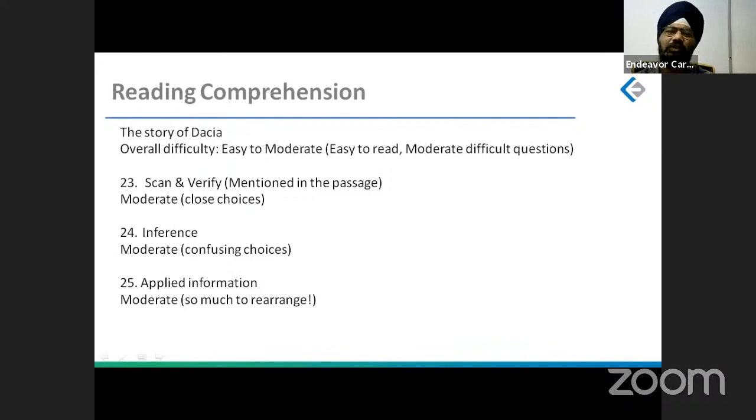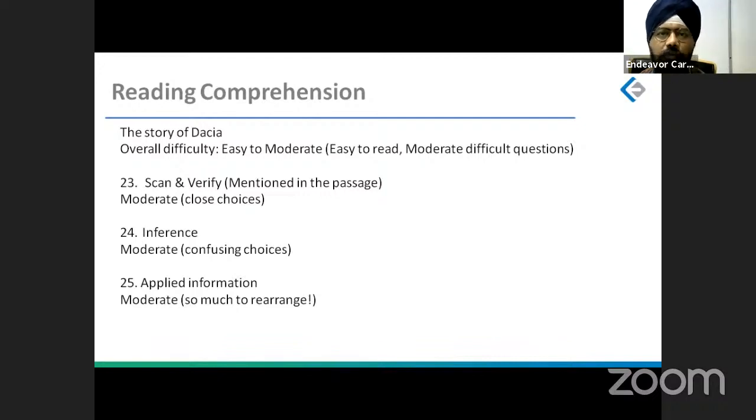That brings us to the last passage, the story of Dacia. Like always, we keep that brownie at the end for those people who are good with their selection skills. For those who are not good with the selection skills, those who are, they go in a sequence. I'm going to take the first question first, and then by the time I reach question number 23, can I take the two sections later on because I can't think of anything.